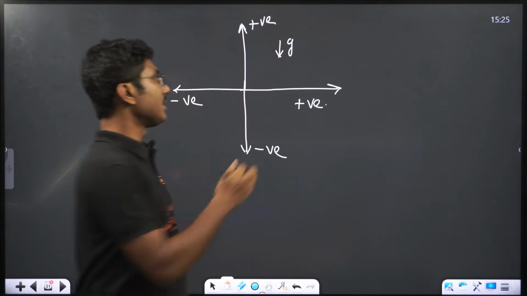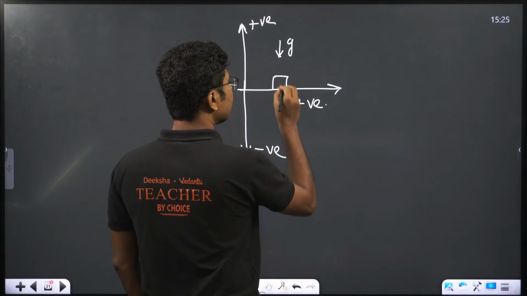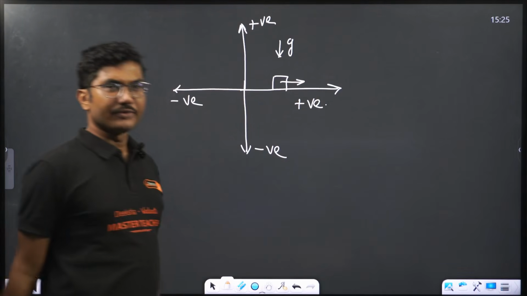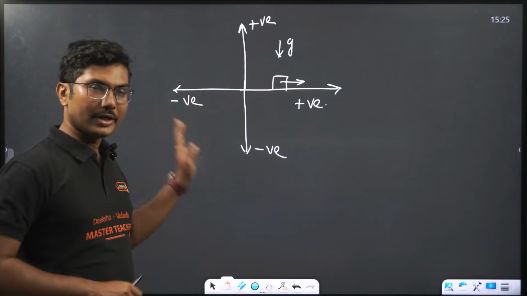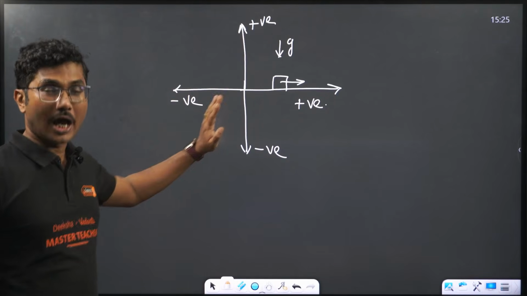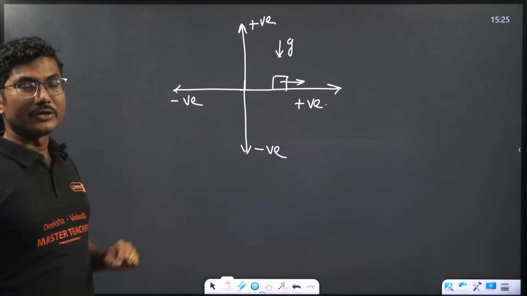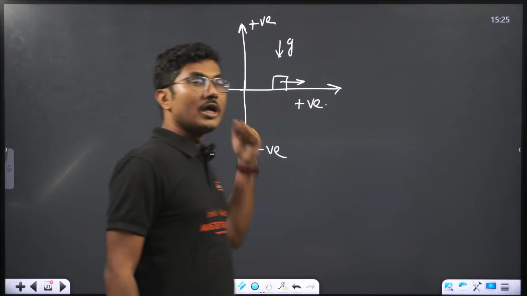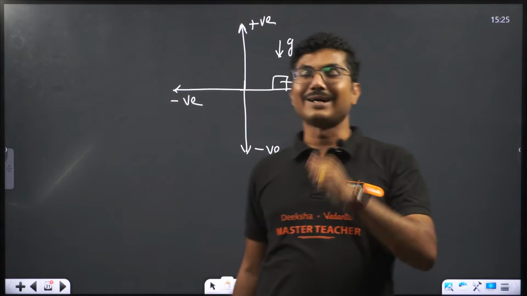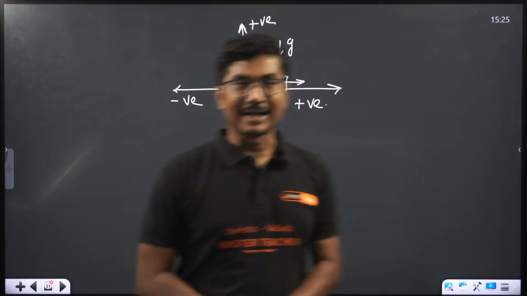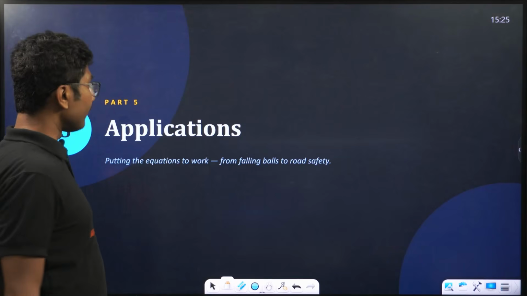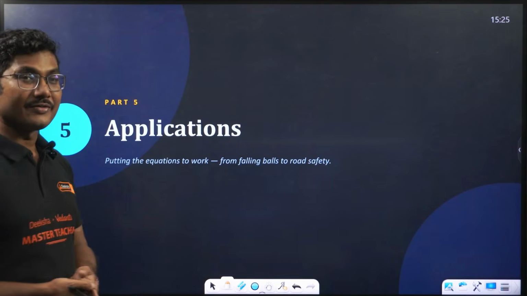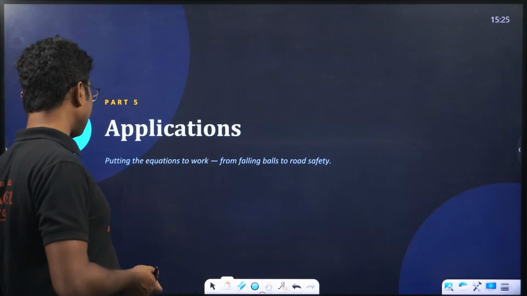If you consider that a car moving towards the right is positive, then going towards the left is considered negative. So positive and negative signs are important, and whenever you are using that equation, you need to make sure you are putting the correct sign to get the correct answer, otherwise your answer will be wrong. This is called sign convention, and we will see some applications as well.